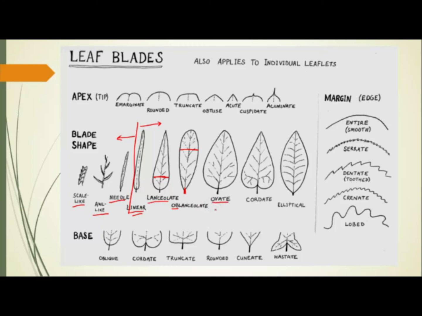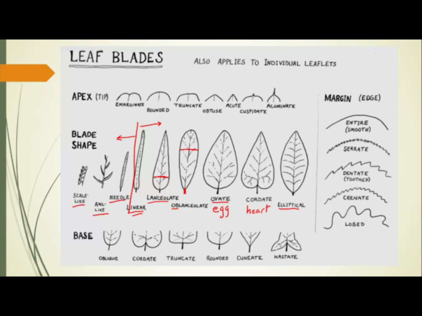Others like ovate, really ovate just means egg, refers to egg-shaped, and you can see that that does look very egg-shaped. Cordate refers to a heart shape. That makes sense there. Elliptical, sure, it looks like an elliptical shape or a football shape. You know, the terms are maybe not as important at this point as just recognizing that there are different shapes.